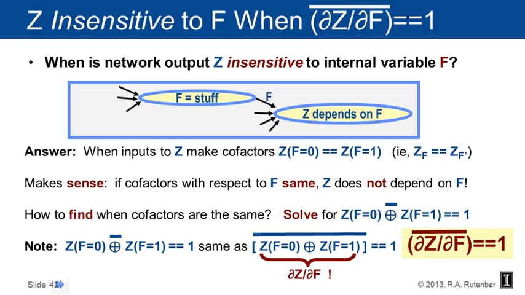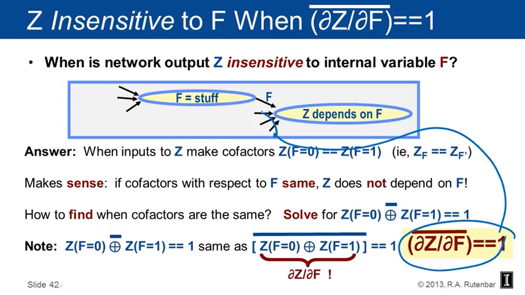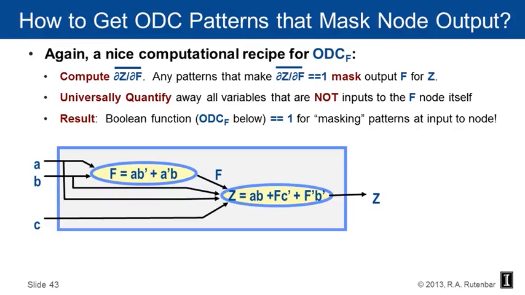And so I finally get the result I want. If you can compute del Z del F and then complement it and then find a pattern that makes it a 1, and then take that pattern or those patterns and apply them to the other inputs to Z that are not the F input, any pattern that makes that thing a 1, del Z del F bar, any pattern that makes that a 1 makes Z insensitive to F. Those patterns are the raw material of the don't care that I need to go compute. So I have a recipe again. It looks a lot like the previous recipes we've seen for the don't cares.